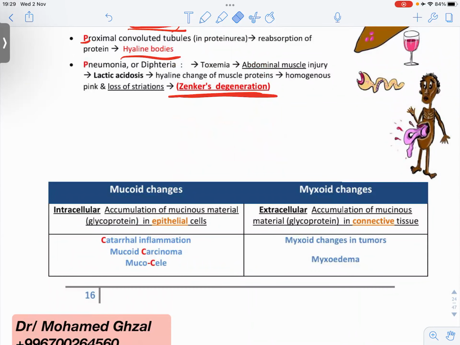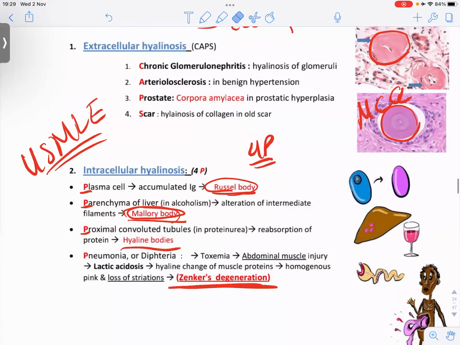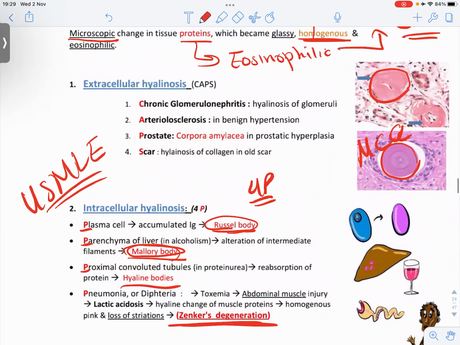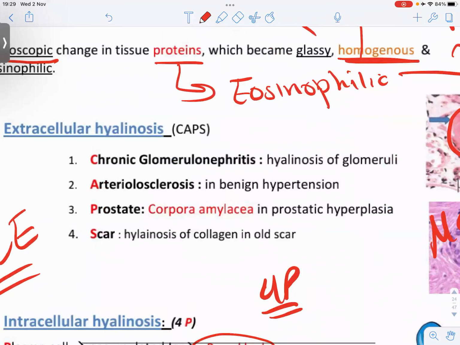And the last example of reversible, of course, all of these are reversible. This is intracellular hyalinosis, but we didn't talk about the extracellular hyalinosis. Extracellular means that the proteins will be accumulated outside the cells, not inside the cell. Where outside? I mean in blood vessels and inside the tissue, in the epithelial tissue. Let's talk about the examples.